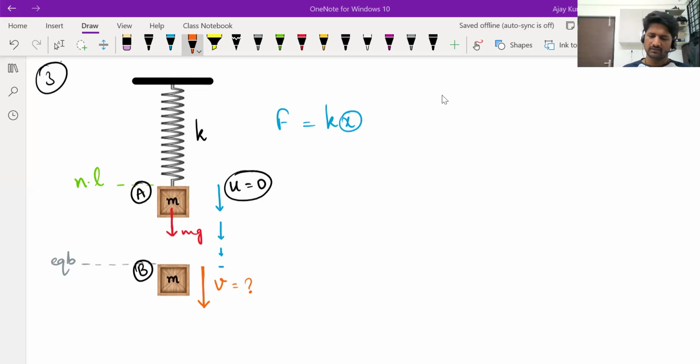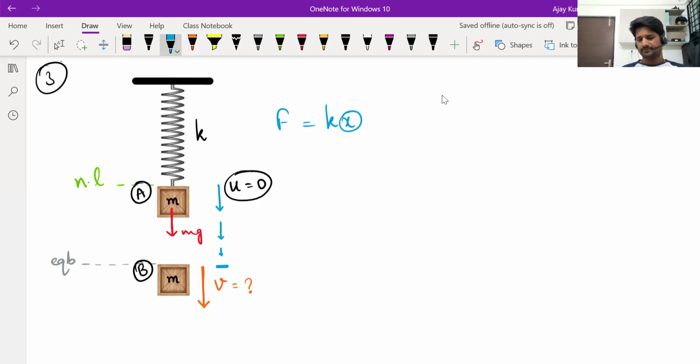And we had discussed all that. Initially, when the block is just released from natural length, the net force is mg. But later, the spring force starts increasing. So the net force starts decreasing. At equilibrium position, the net force becomes zero. So the net force is a variable force. Acceleration also will be variable. You can't use equations of kinematics.